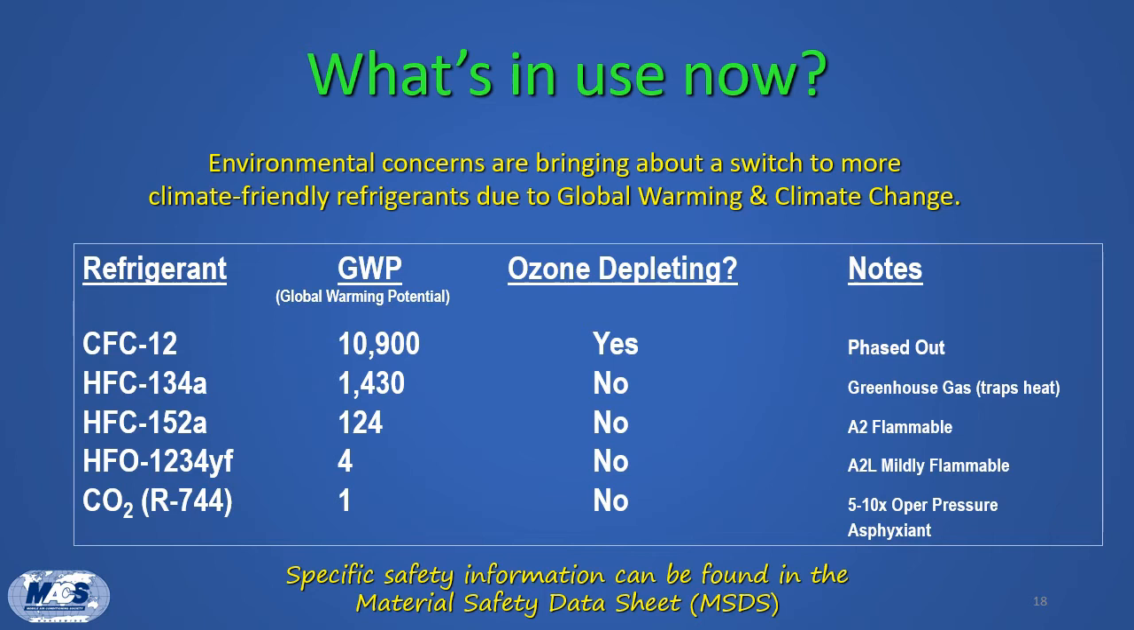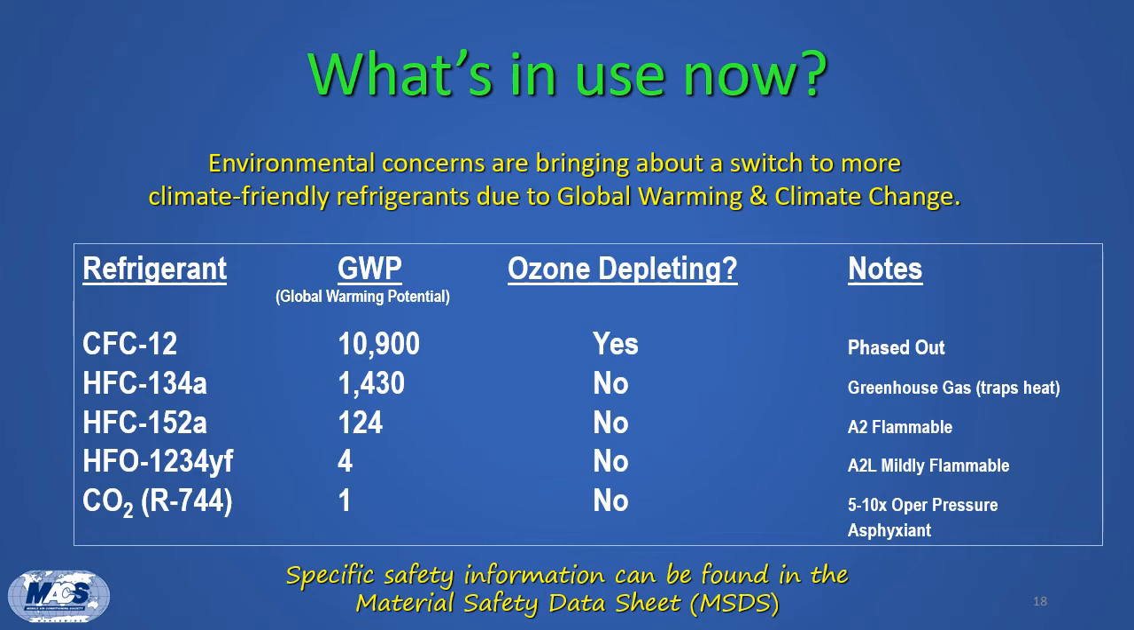So that's where we've been, but what's happening now? You know, the whole environmental conversation has changed since the 1990s, and instead of the ozone hole, the new catchphrases are global warming and climate change. It's these environmental concerns that have brought the switch to more climate-friendly refrigerants. This chart shows the 5 most commonly used mobile AC refrigerants.